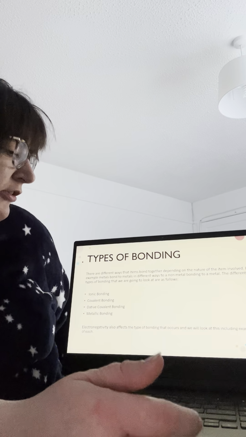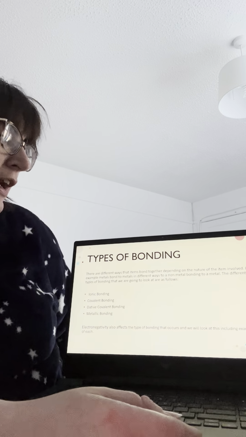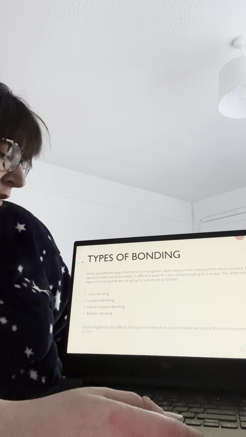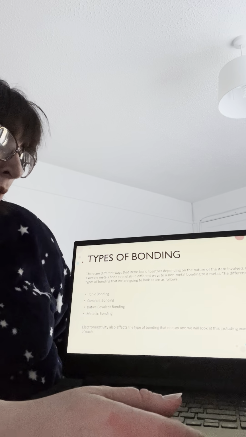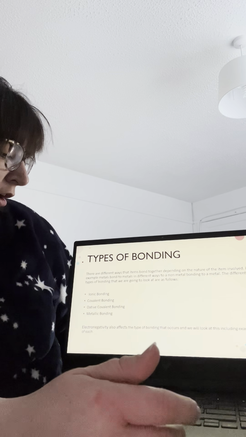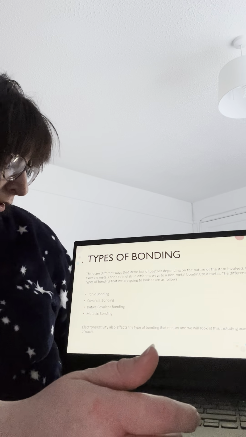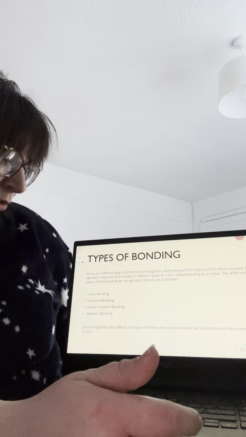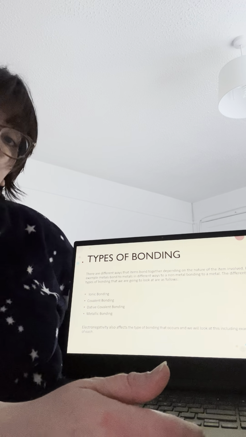Types of bonding. There are different ways that items bond together depending on the nature of the items involved. For example, metals bond to metals in different ways to a non-metal bonding to a metal. The different types of bonding that we are going to be looking at are as follows: ionic, covalent, dative covalent and metallic bonding. Electronegativity also affects the type of bonding that occurs, and we will look at this including examples of each.